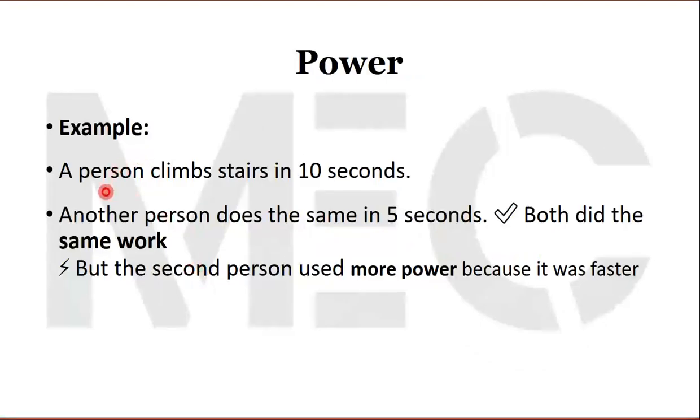An example is, a person climbs the stairs in 10 seconds. Another person does the same in 5 seconds. So both of them did the same work, but the second person used more power because it was faster. So the faster we do something, the more power is needed.